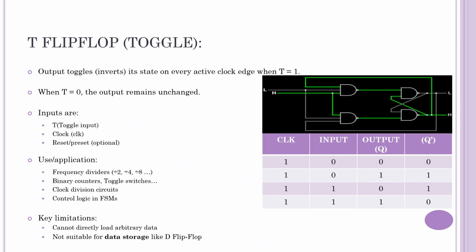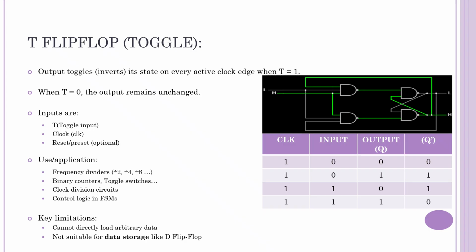Now, let's move to the T flip-flop, also known as the toggle flip-flop. T stands for toggle, and the name says it all. When T equals 1, the output toggles its state on every active clock edge. That means if Q was 0, it becomes 1. If it was 1, it becomes 0. But when T equals 0, no change. The output simply holds its value.